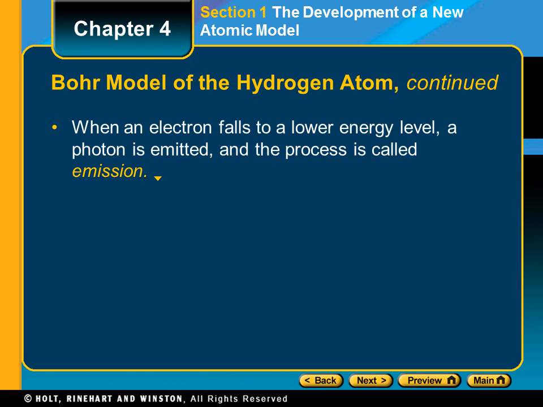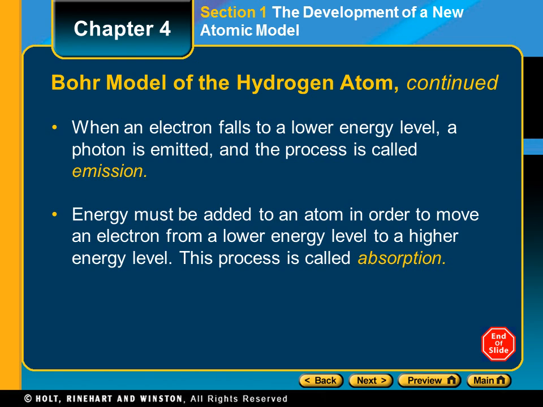What happens here is when an electron falls to a lower energy level, a photon is emitted, and that is called emission. So when you excite the atom, that energy causes the electrons to move up in energy levels. And then they are constantly trying to get back to their normal energy level. As they fall back down to the lower energy level, they give off this photon. That is the emission, and that's how you get the different colors.